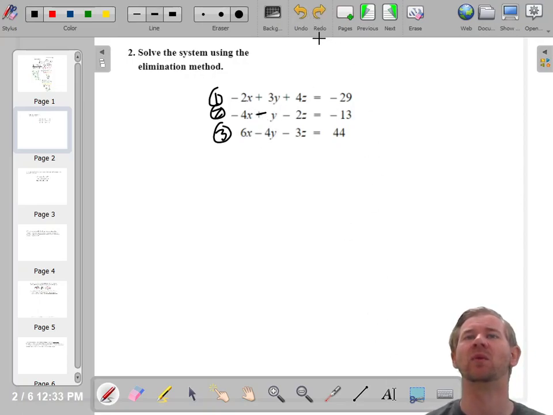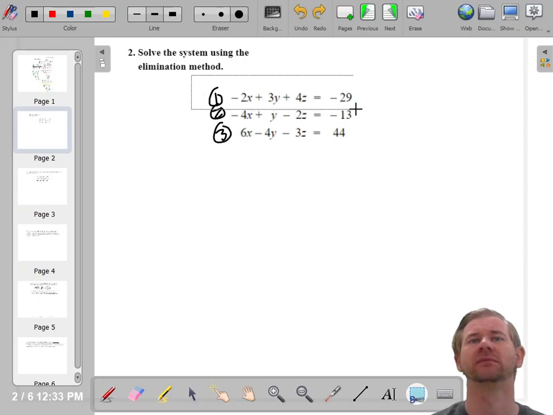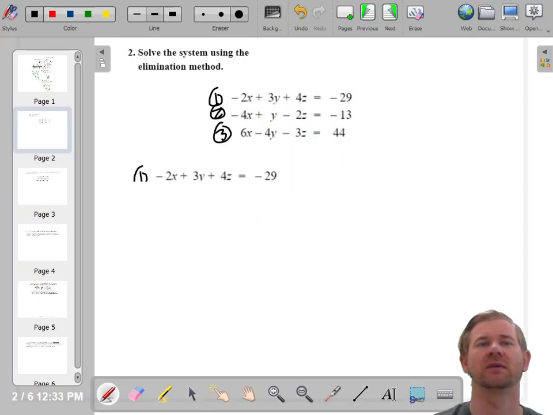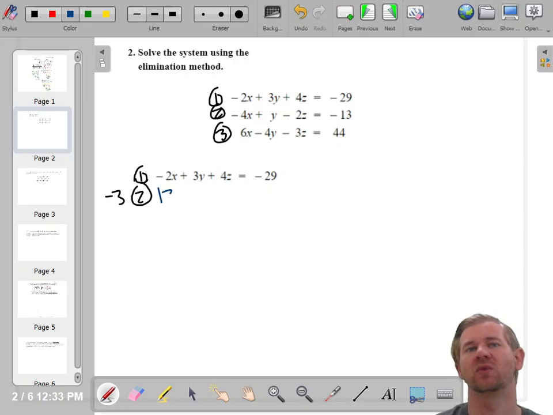So I'm going to take line 1, and I'll leave it alone. And then I'm going to multiply line 2 by negative 3. That's a 1. Okay. Negative 3 times line 2. Negative 4 times negative 3 is 12x. 1 times negative 3 is negative 3y, and negative 3 times negative 2 is positive 6z. 3 times 13 is 39, and since it's negative times a negative, it'll now be positive.